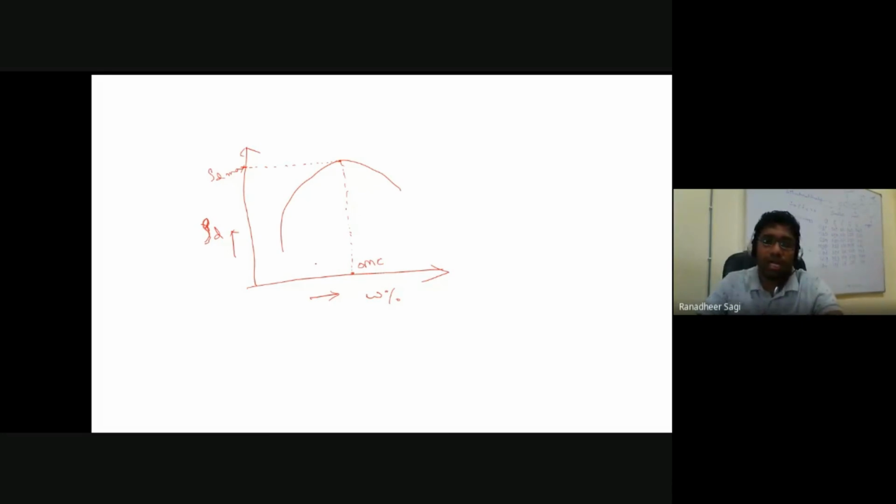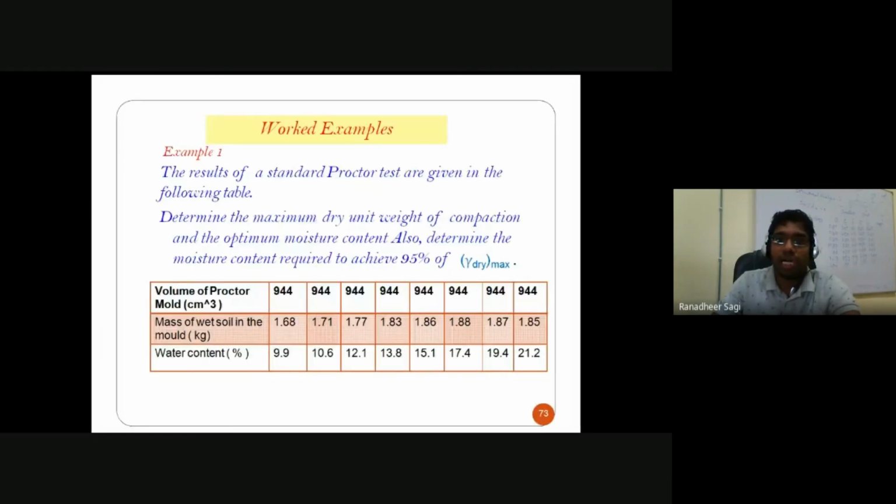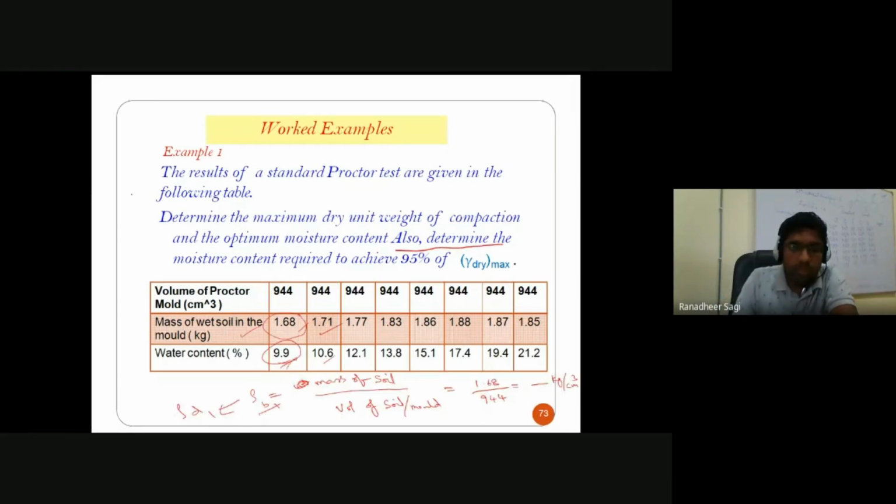So you are required to plot your compaction curve, from which you can determine the maximum dry density that you are achieving for that particular soil, for the corresponding optimum moisture content. Okay, and you are also asked to determine how much moisture content is required to achieve 95% of your gamma D max.